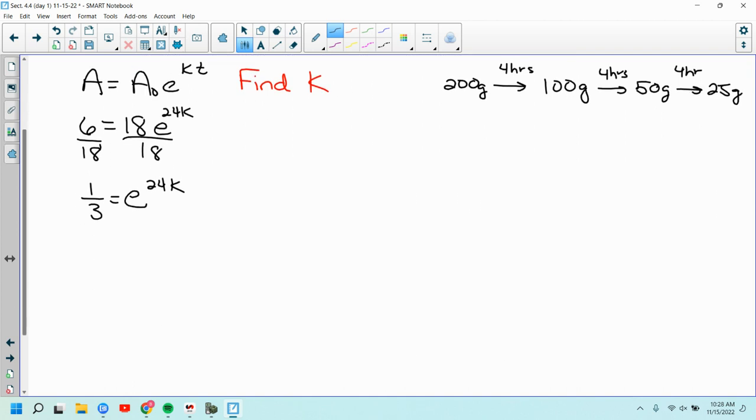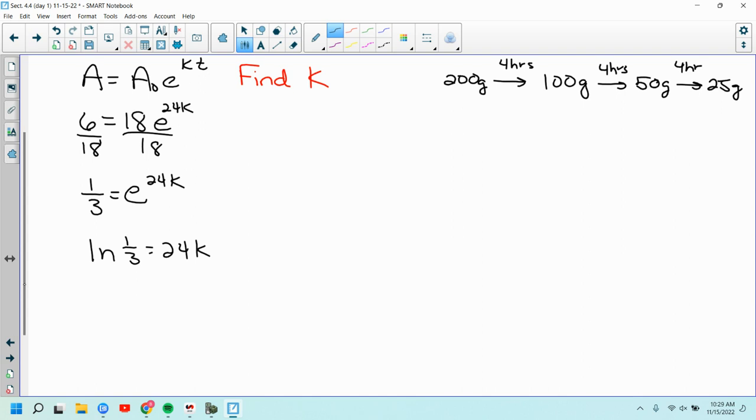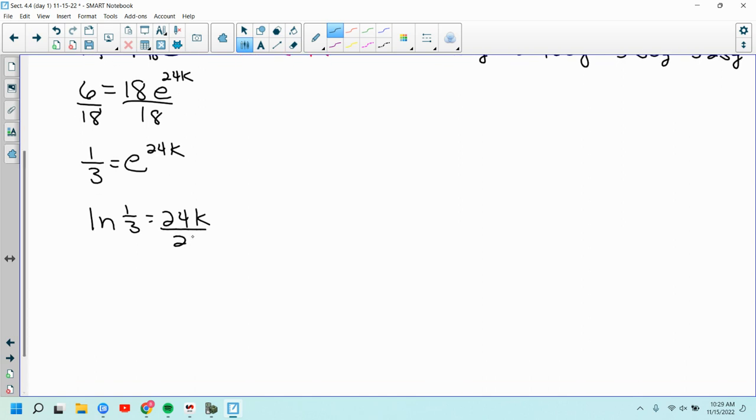How do I figure out what k is at this point? Take the natural log. And what does that give us? The natural log of 1/3 equals the natural log of e to the k times 1. Yep, natural log of 1/3. Now I'm always going to write that as 24k, so I'm going to switch that order. Divide by 24. Divide by 24.